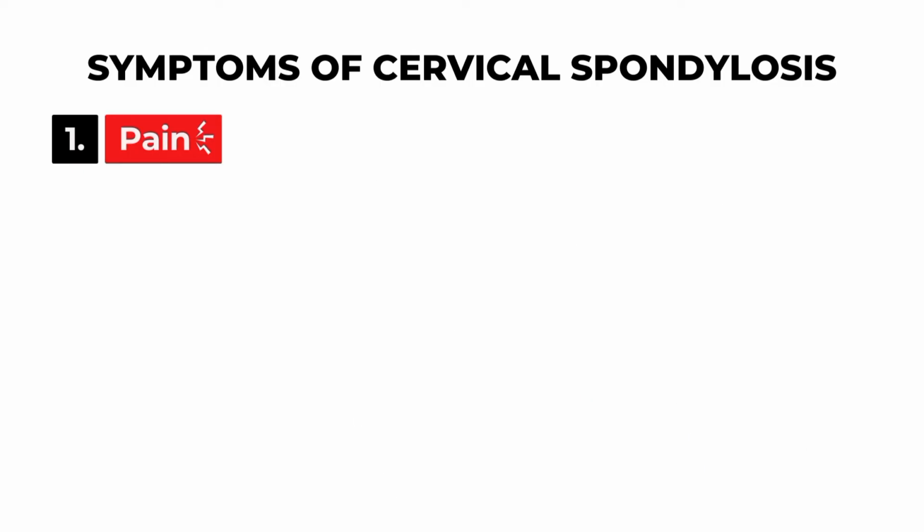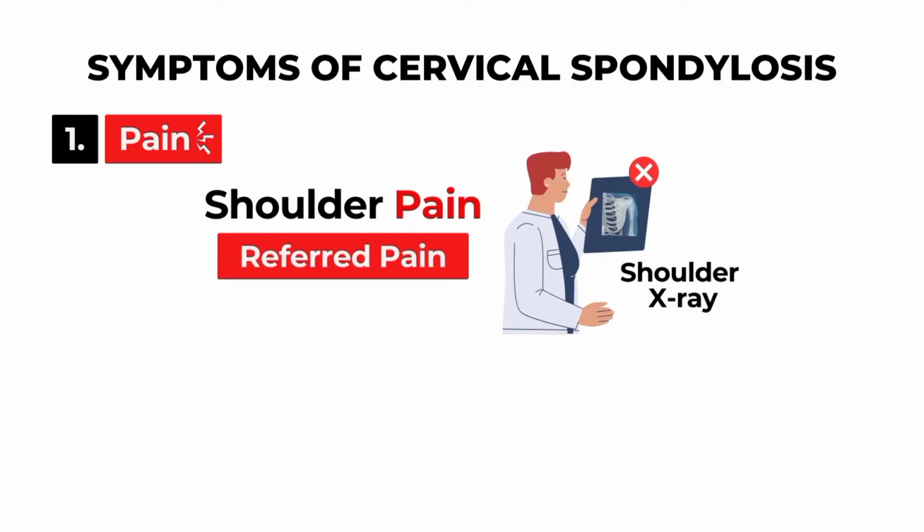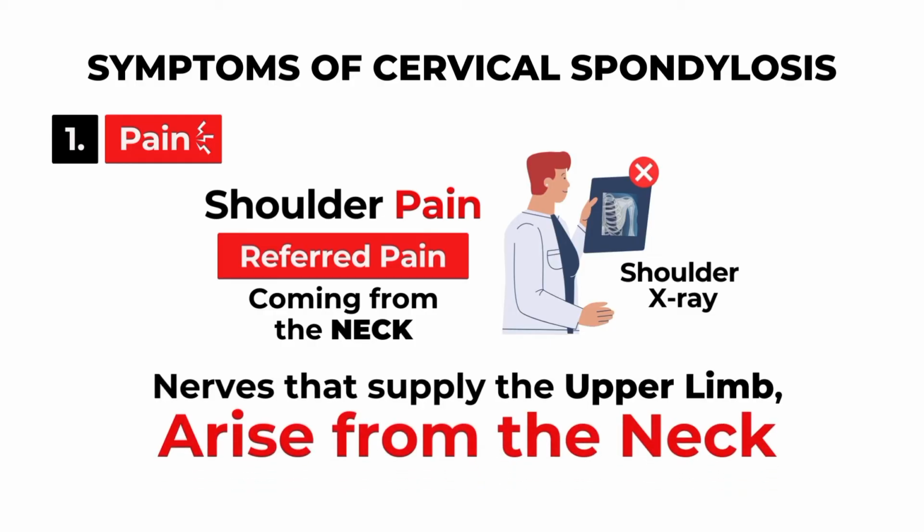The problem is that a number of times when you present and you mention shoulder pain, if the doctor does only a shoulder x-ray, they may find nothing and it looks as if there's absolutely nothing wrong. The problem is that the pain in the shoulder is a referred pain because it's actually coming from the neck. For a little perspective, the nerves that supply the upper limb arise from the neck. And so the problem you may be having in your upper limb may actually be a problem of the neck. The most appropriate place to do an x-ray would be the neck and not the shoulder or the elbow or the hand.